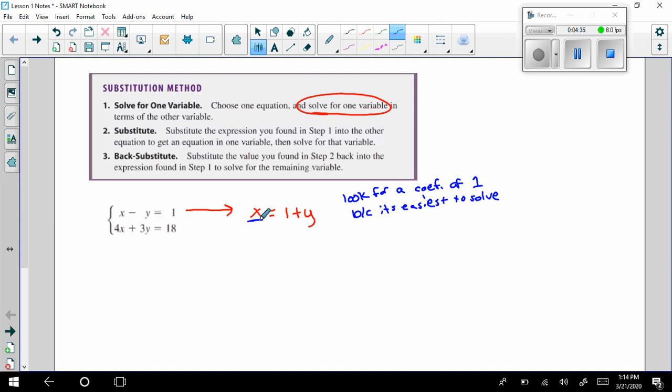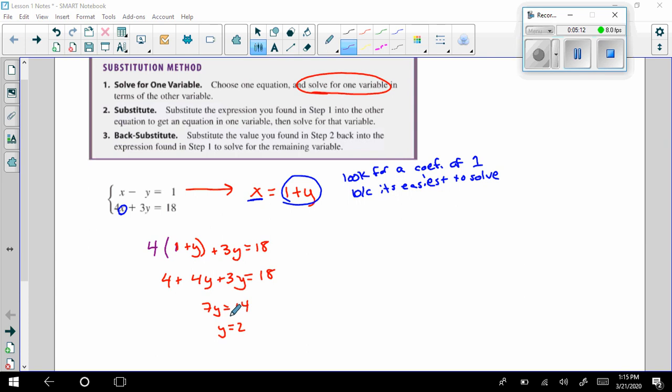Okay, so now this is the value of x, this whole thing. And we have an x right here. So we're going to replace that x with this value. So we have 4 times (1 plus y) plus 3y equals 18. And my colors aren't changing, but get the idea, hopefully. I'm just going to solve this algebraically fairly quickly. And I got y equals 2 here. You can see my steps if you need to.